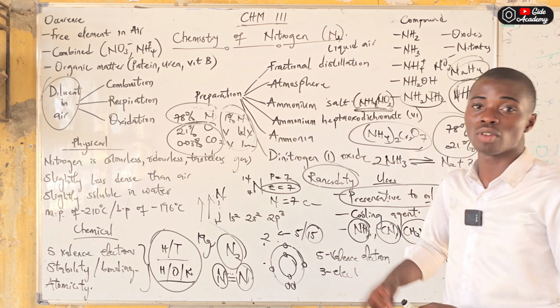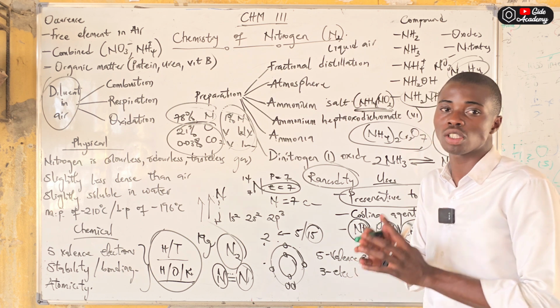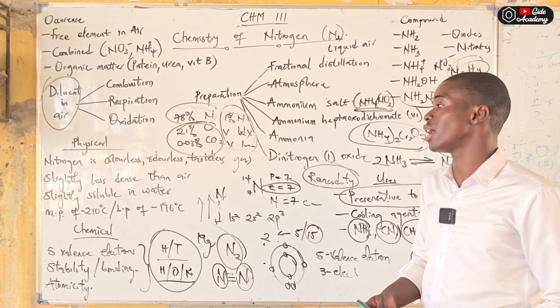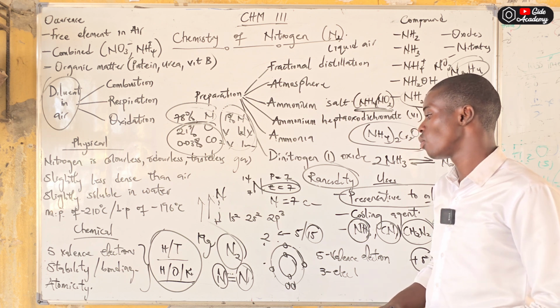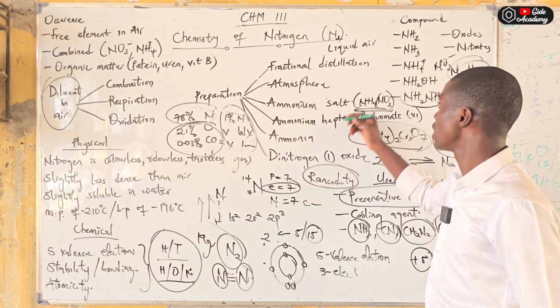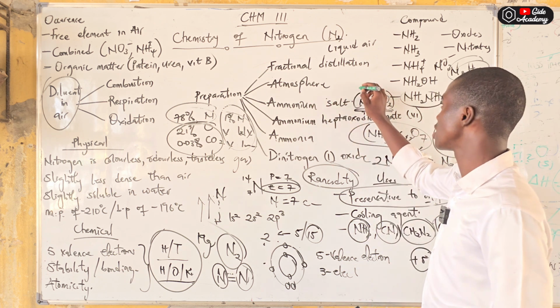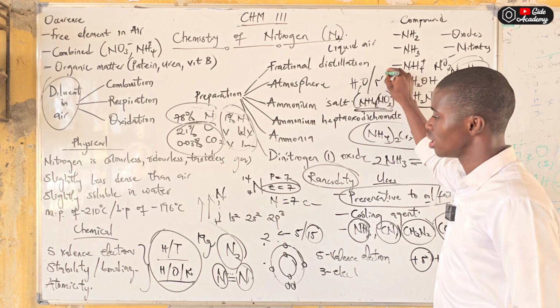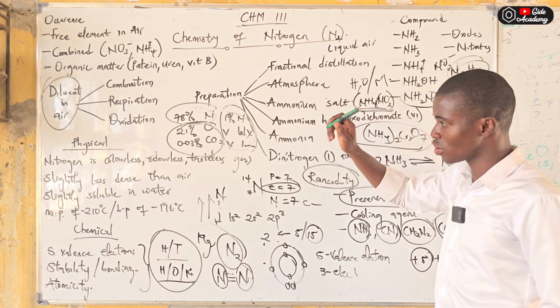Please take note. Nitrogen is a diatomic molecule, and nitrogen is very, very stable, so it doesn't even want to react. Nitrogen can only react at a high temperature and pressure. When it's subjected to a high temperature and pressure, it can react with selected elements such as hydrogen, oxygen, and selected metals.